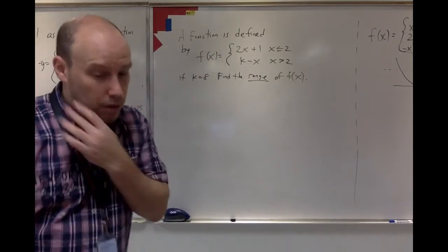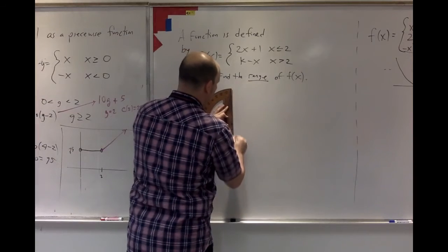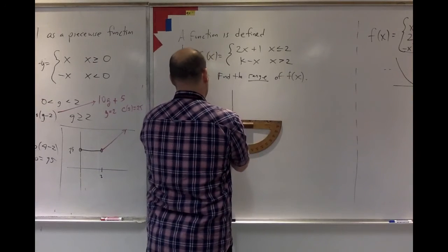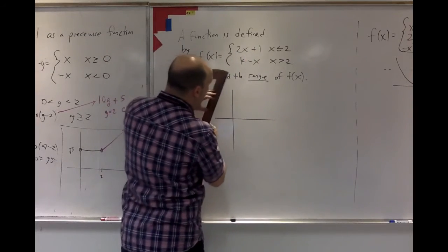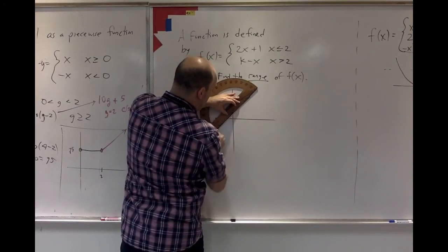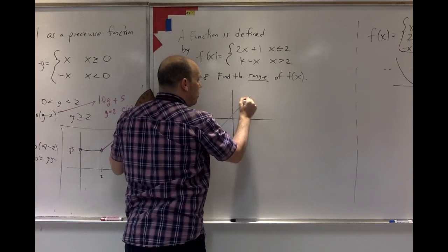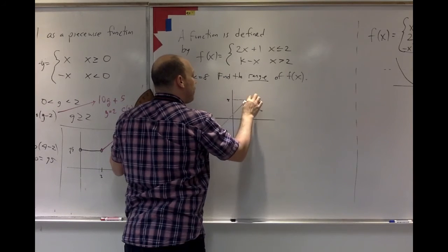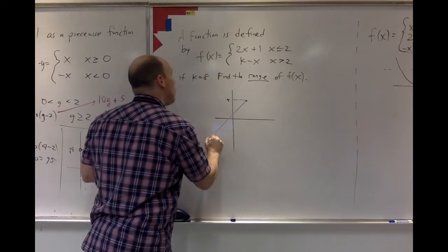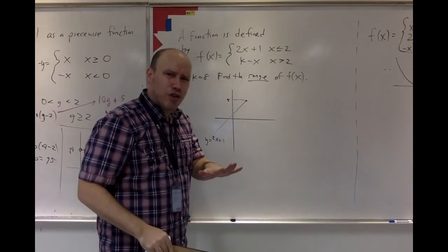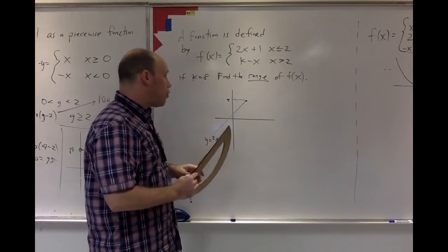Okay, let's make a sketch of this. So we have the graph, 2x plus 1 up to 2. I know my line is increasing, and I know that at 2, it's at 5. This is y equals 2x plus 1. It's a sketch. Once again, the line's increasing, and the y-intercept is 1. This is good enough.